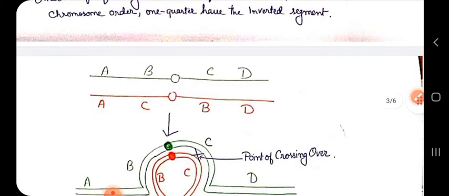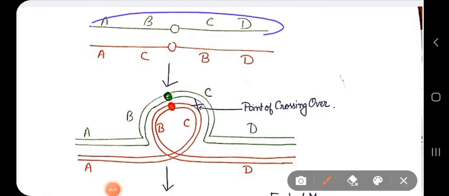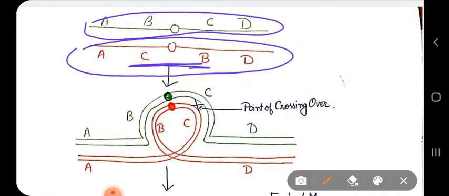So this is a normal chromosome that you can see. The upper one is a normal chromosome, while the lower one has an inverted segment, ABCD becoming ACBD. So it has a pericentric inversion. That means the inversion involves the centromere, which joins the two arms of a chromosome. So you can see the pericentric inversion here, that is, the inverted segment has the centromere.